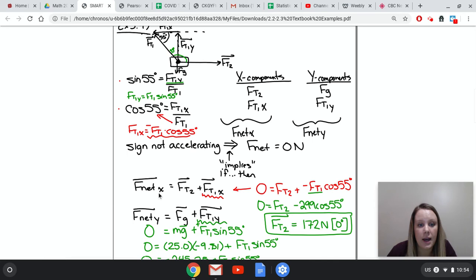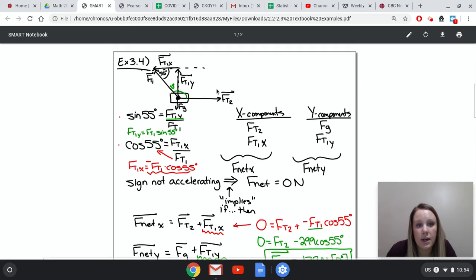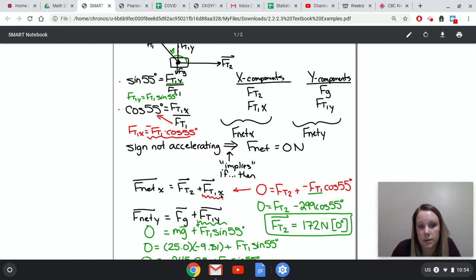F net in the x is going to be the sum, so add together force tension in the x and Ft2. So if I had a highlighter, I might highlight. See how these vectors are both horizontal? Those are what I'm adding up in the x direction here. Now I'm making a substitution where you see the red squiggly line. I'm putting this negative Ft1 cos 55.